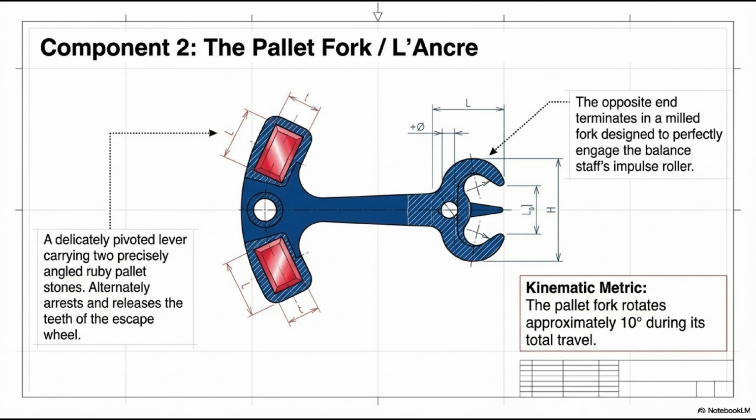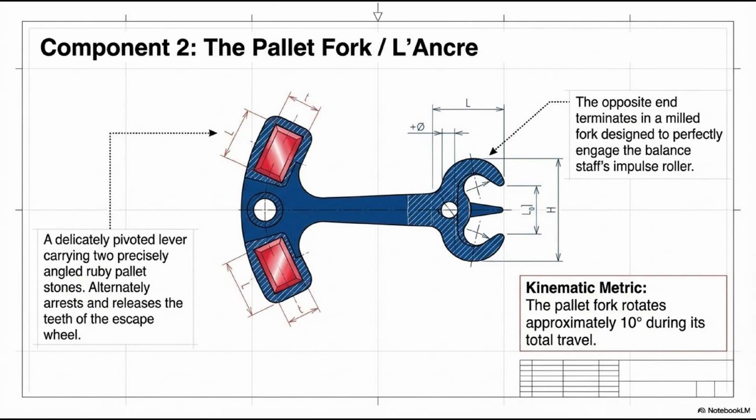The fork body, the baguette, is the main structural member connecting the pallet stone arms to the fork mouth end. At the pallet stone end, two arms extend: the entry arm, bras d'entrée, carrying the entry pallet stone, and the exit arm, bras de sortie, carrying the exit pallet stone. At the opposite end, the baguette terminates in the fork mouth, la fourchette, a precisely dimensioned U-shaped slot that engages the impulse pin on each active phase.